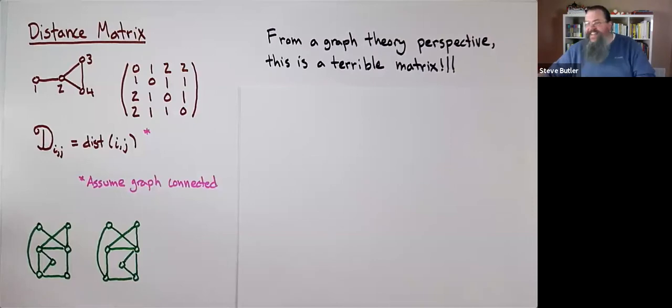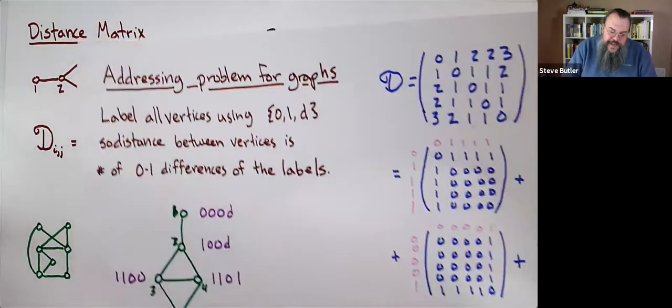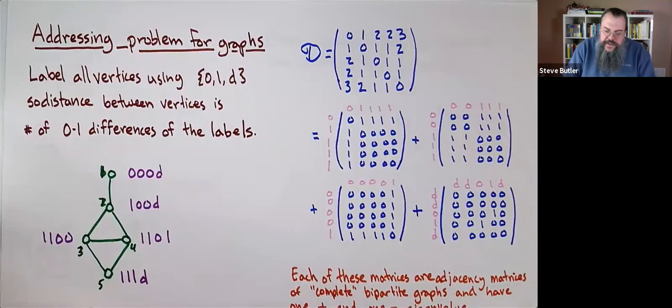But there is. For that, we should jump over for a second and talk about something called the addressing problem for graphs. The addressing problem says, label your vertices with strings of 0, 1, or D. This D, by the way, from the original paper about addressing, stands for don't care. The distance between any pair of vertices is how often they differ in 0 and 1 in the entry. We don't care about the D's. That's why it's called don't care.